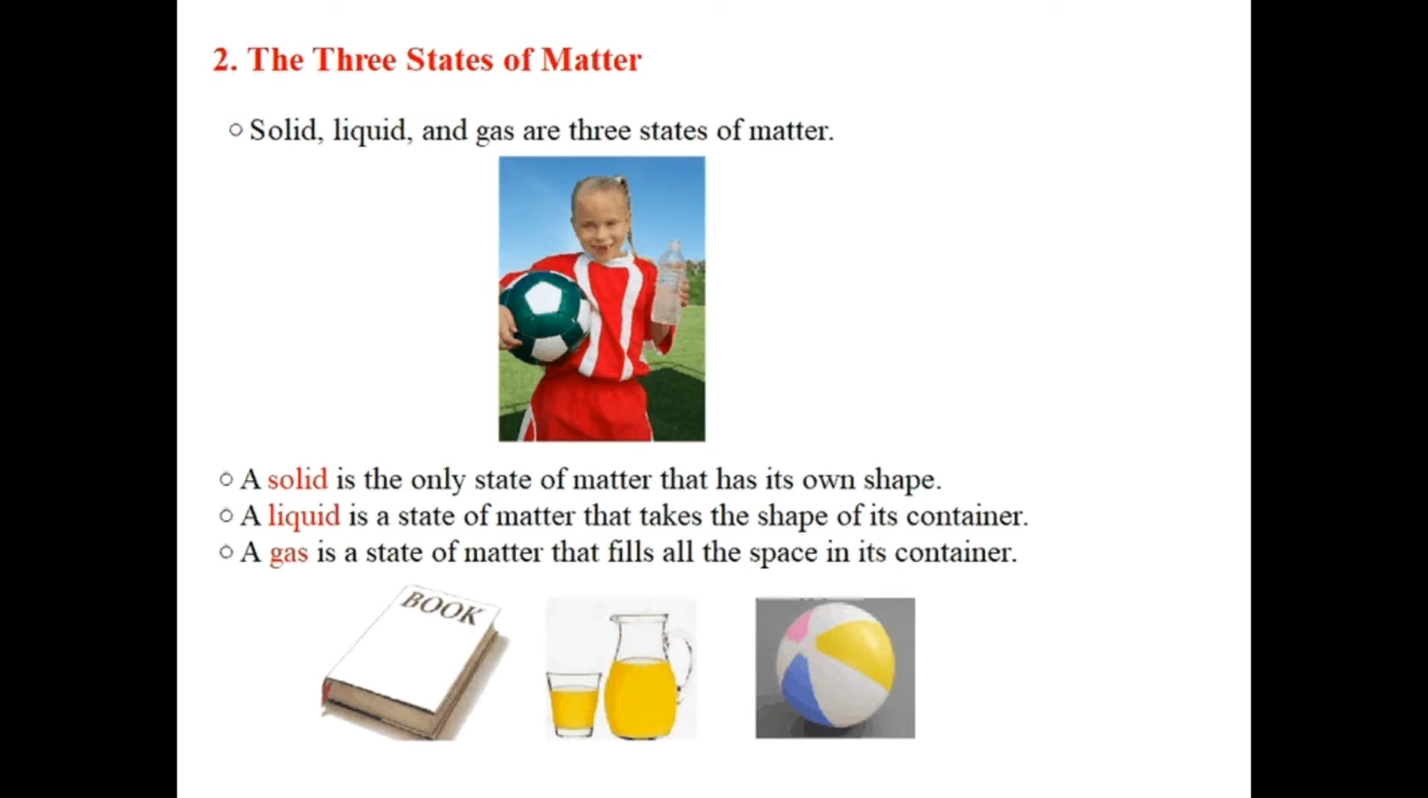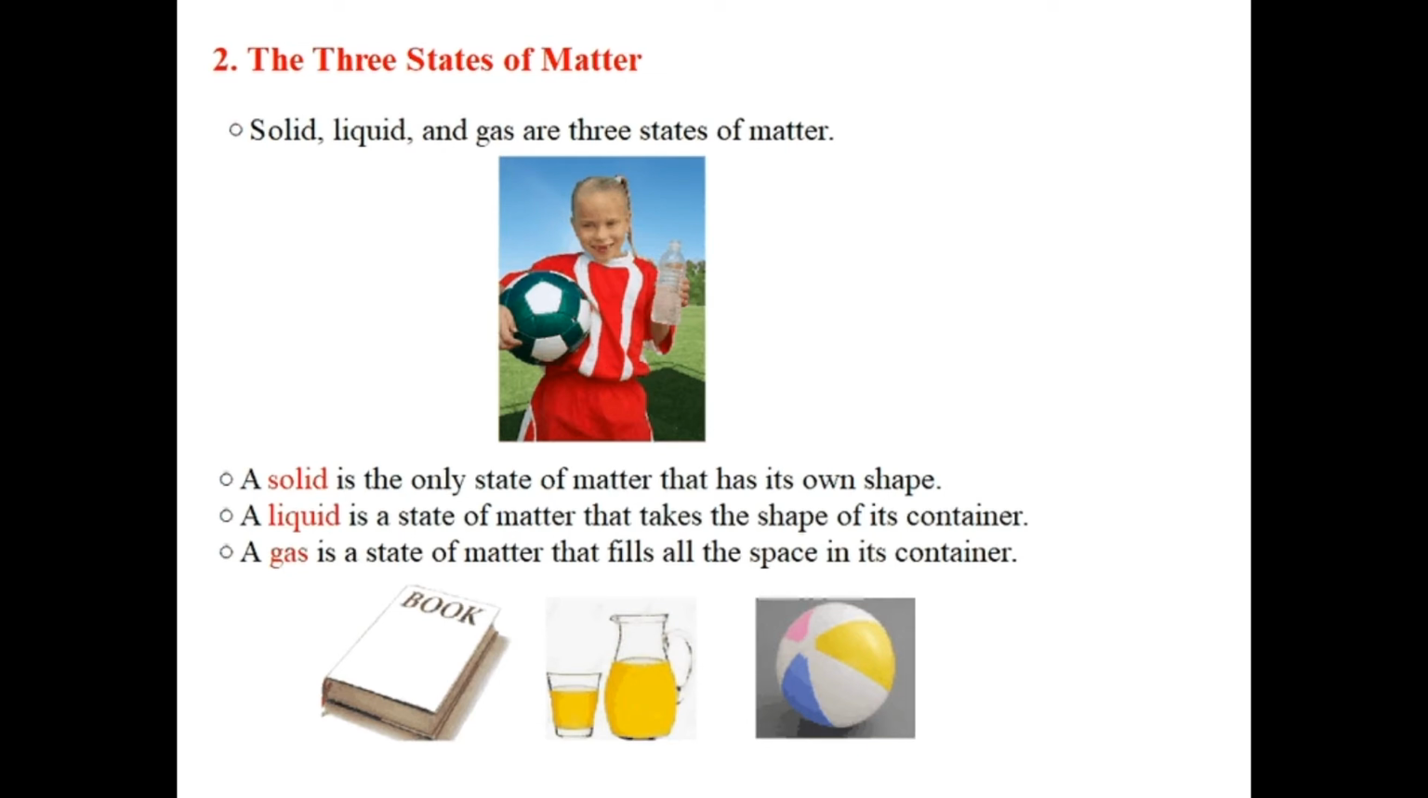By definition, a solid is the only state of matter that has its own shape. For example, the book is rectangular. It has a definite shape, so the book is a solid.